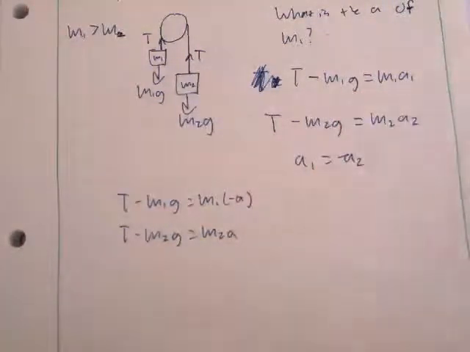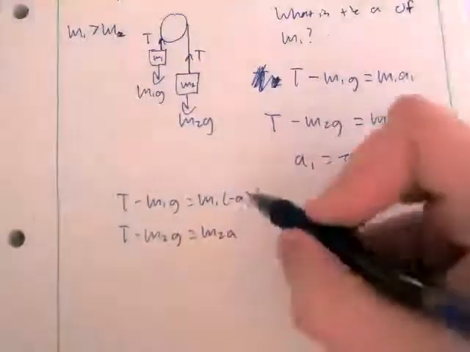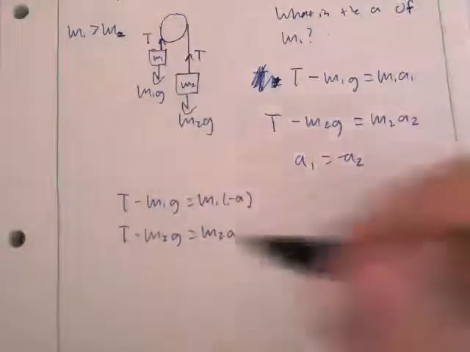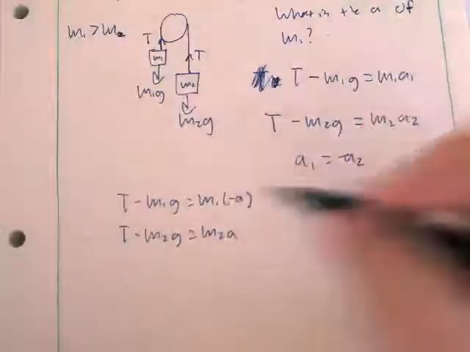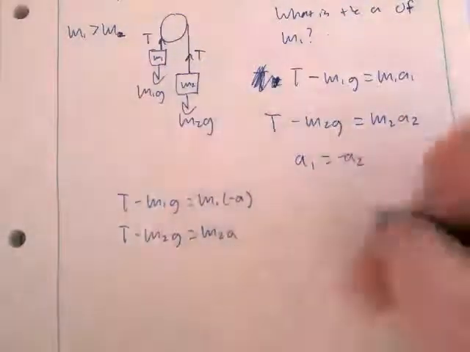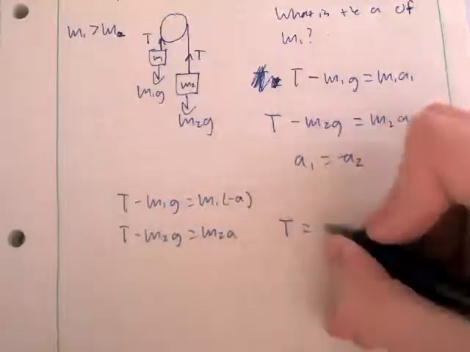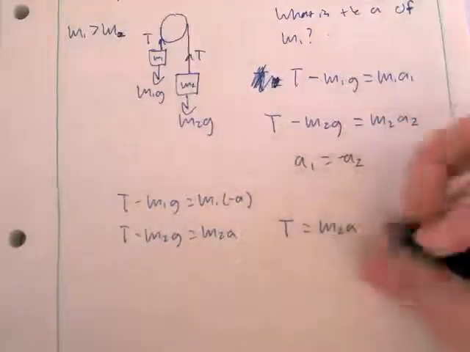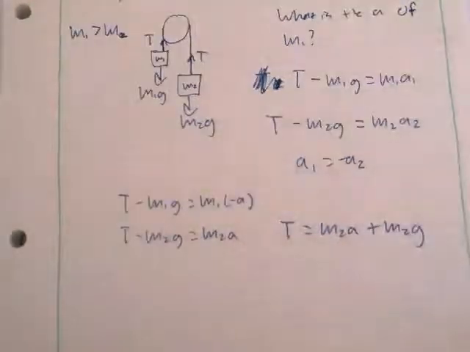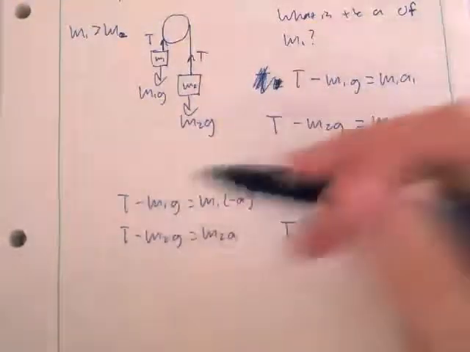So now from here, we have two equations and two unknowns, right? We don't know T, we don't know a, but what we do want is a. So we can solve for T, plug it back into one of our equations, and then solve for a. Let's use our second equation. T is then equal to m2a plus m2g, right? So here's our physics. We have two equations, two unknowns. The rest of it is just doing math.